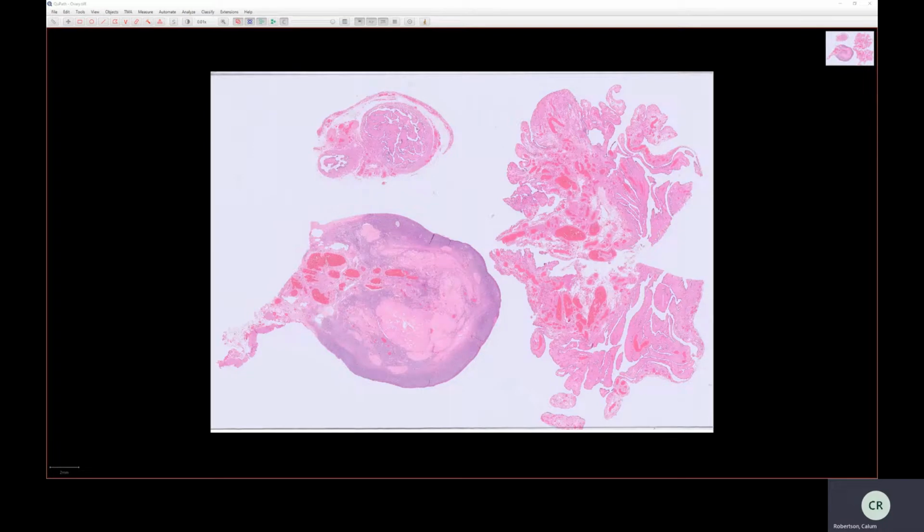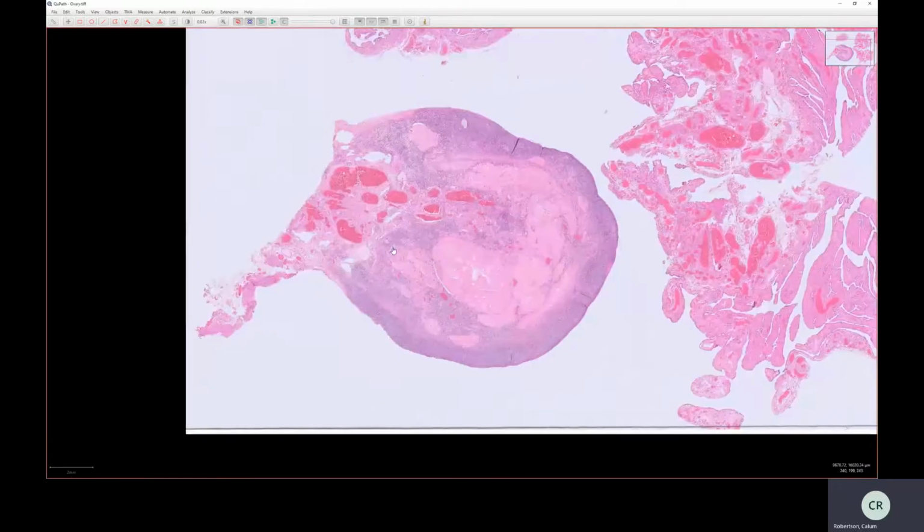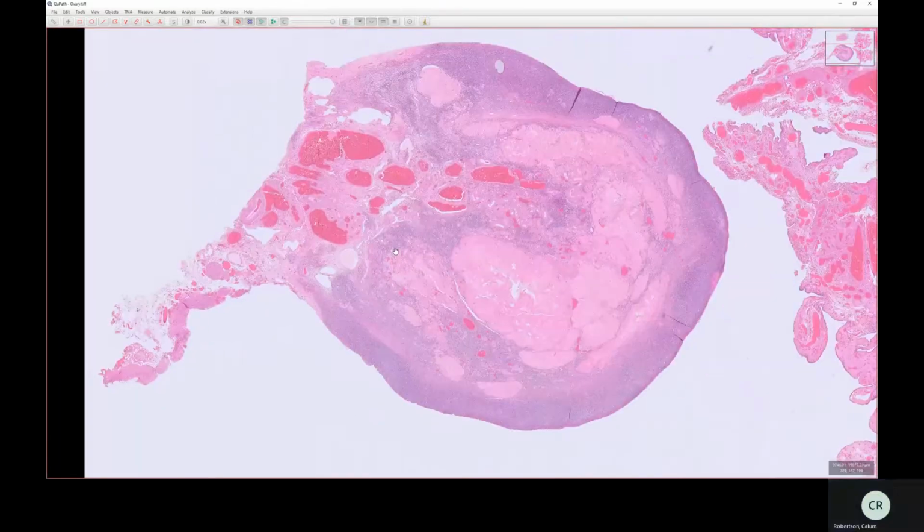In the first of these videos, I'm going to talk about two structures. There's the ovary, which is this bit here, and I'm going to talk about the fallopian tube, which is the remaining tissue in this section. So the ovary, let's look at that at low power first of all.